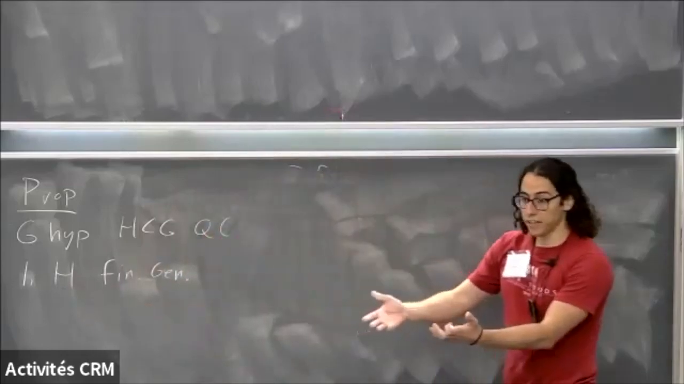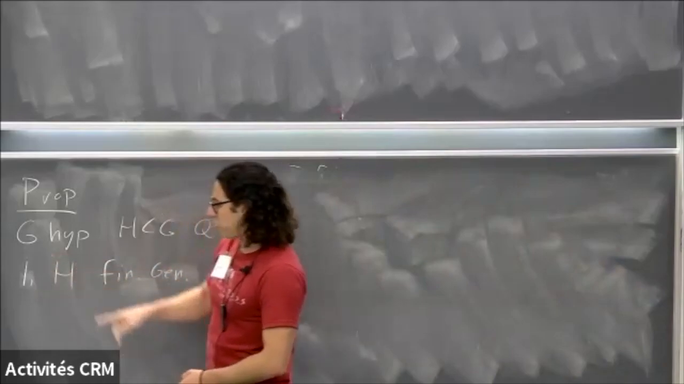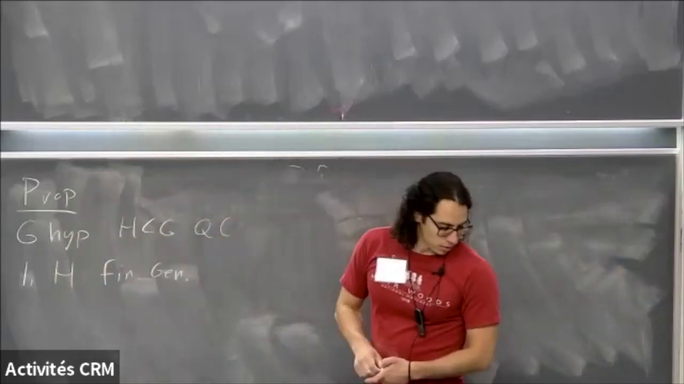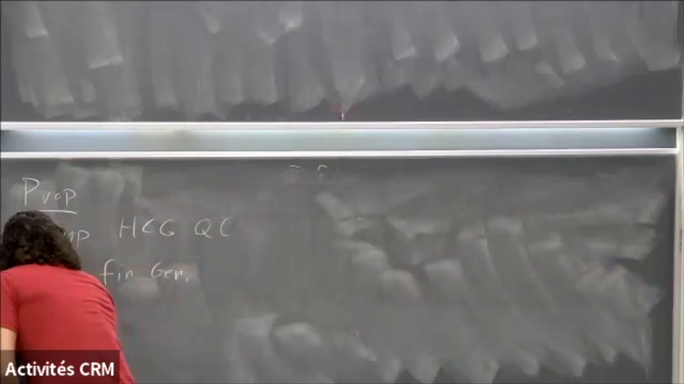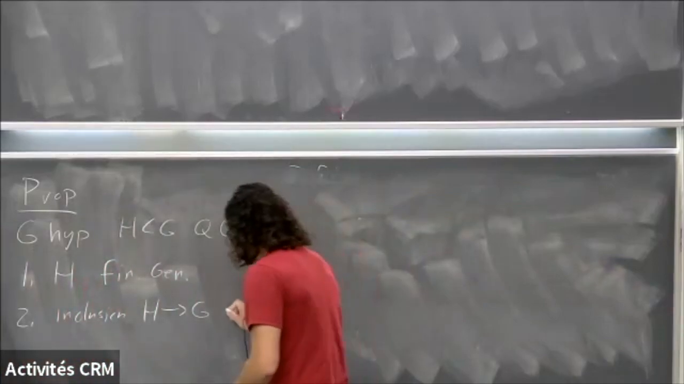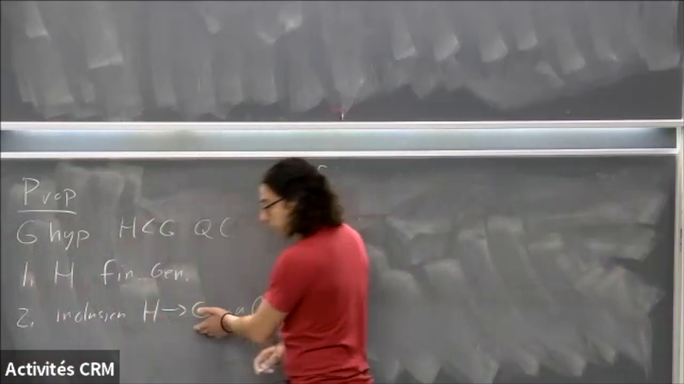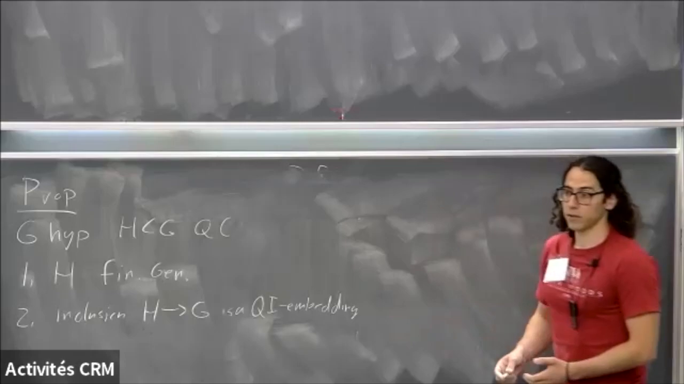It has its own Cayley graph. It has its own word metric. And I can compare how the word metric on H looks to the word metric on G. Okay. And it turns out that the inclusion of H into G is a QI embedding. So distances in H are only distorted in G by a multiplicative and additive amount.